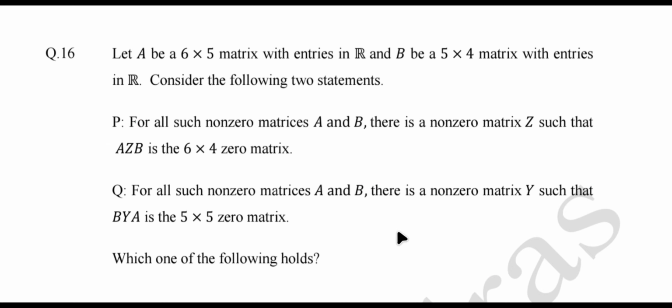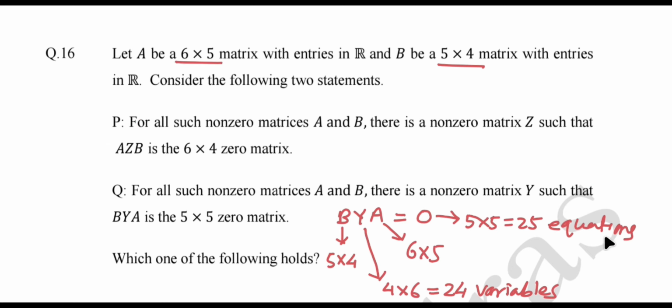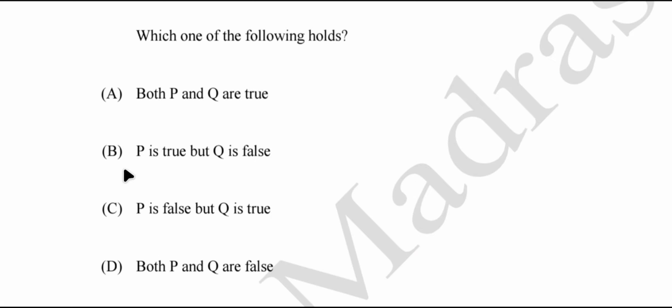First we go in the same way. So this time we have fewer variables, more equations. So what will be the result? The result will be that Q may be true or false. See the options. We have to choose either true or false.